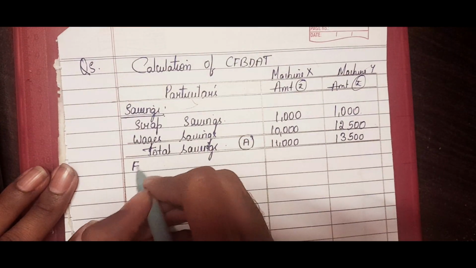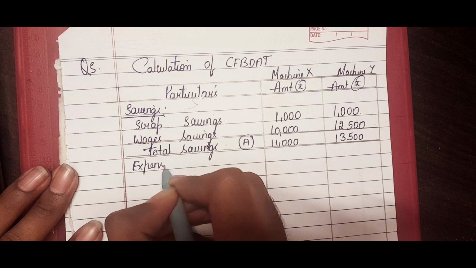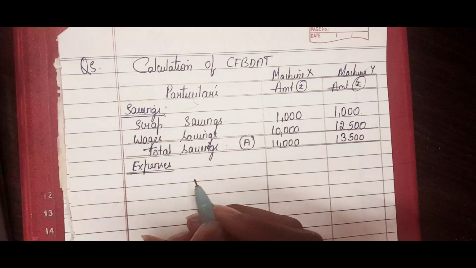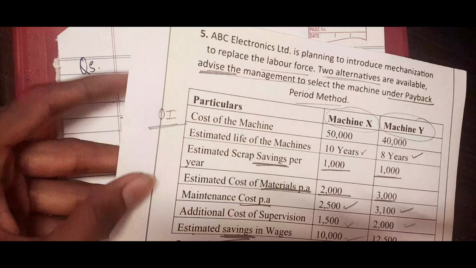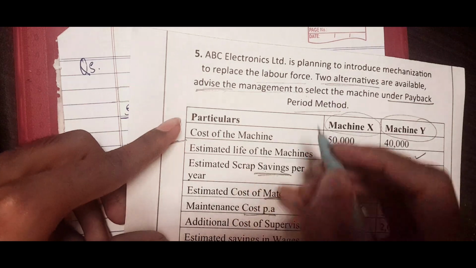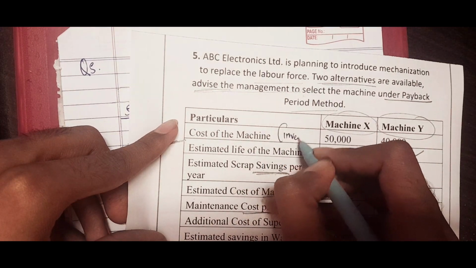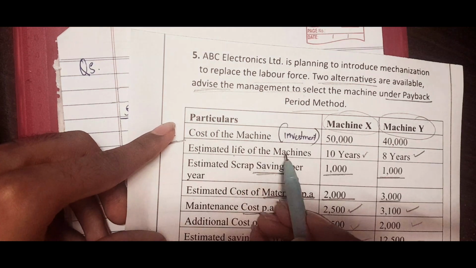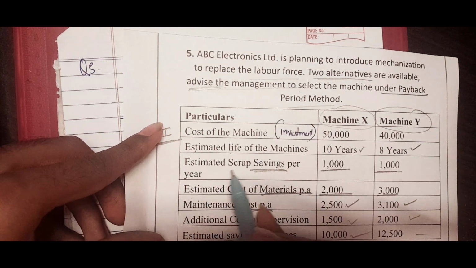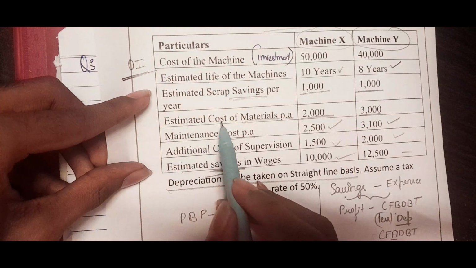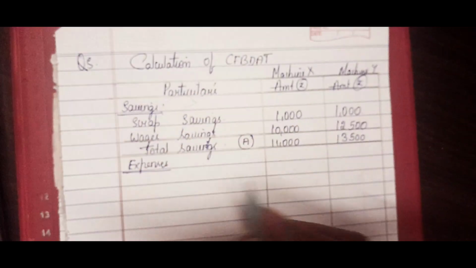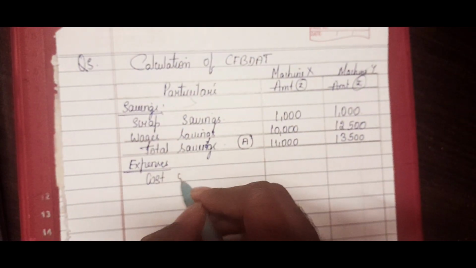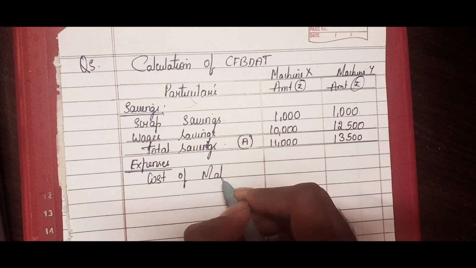Now expenses. What and all are the expenses we have? Cost of machine is not an expense because it is an investment. It is not an expense, it is investment. Next, estimated life, that is not an expense. Estimated scrap is a savings. Estimated cost of materials is an expense.